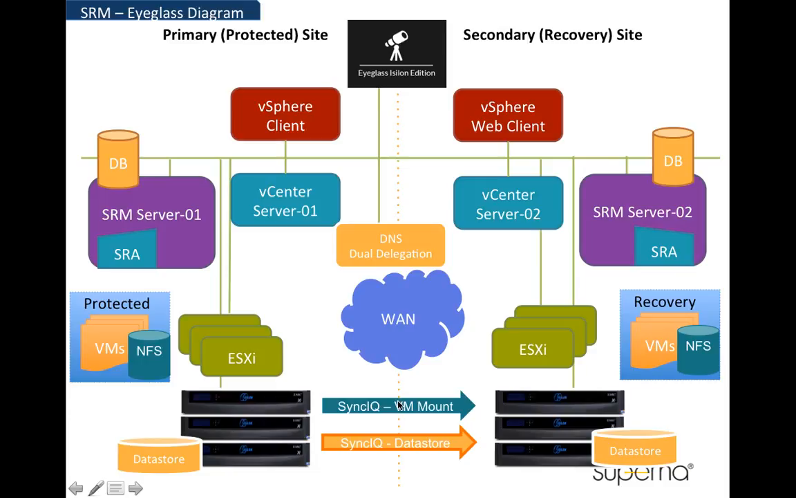We can see from this diagram there are two SyncIQ replication flows. These two represent two types of Isilon SyncIQ replication, failover, and fallback management. The orange one is for the NFS data store, managed by the VMware SRM through the Isilon SRA. The blue-green one is for the NFS export mounted to the VM guest OS, managed by the Eyeglass.